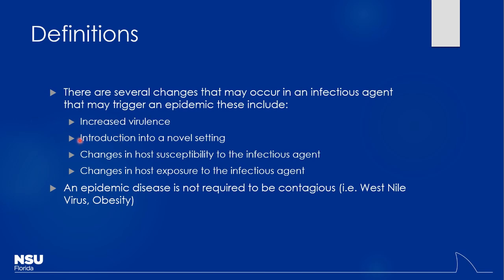Anyway, looking at changes in host susceptibility to the infectious agents, perhaps maybe we stop vaccinating people against measles, and guess what happens? People get the measles, right? So again, that's where we see these outbreaks that are occurring because of changes in things like host susceptibility.